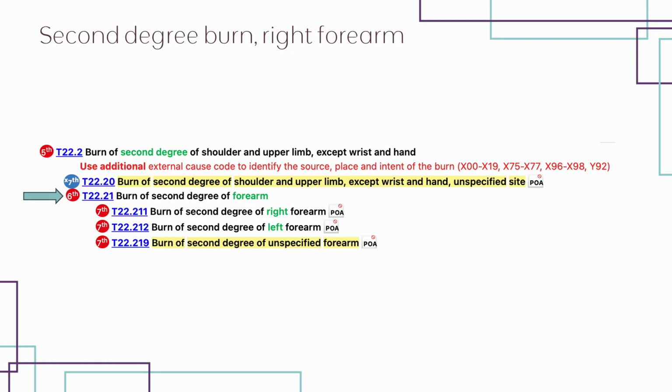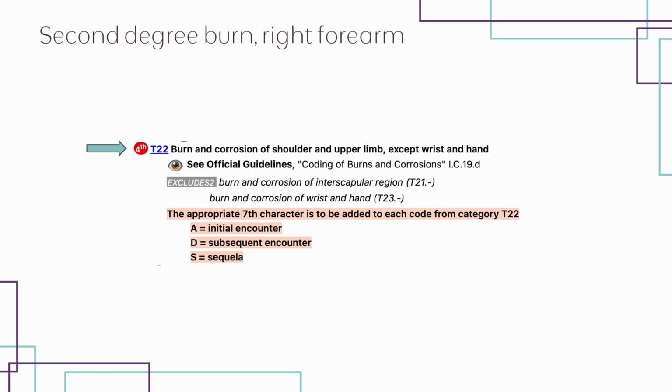We can see at the subcategory T22.21, there is not a list of 7th characters. And the same with T22.2. There is no list of applicable 7th characters. So now we need to go back to category T22. Now that we have found category T22, we see the list of applicable 7th characters. So let's talk for a moment about these applicable 7th characters.